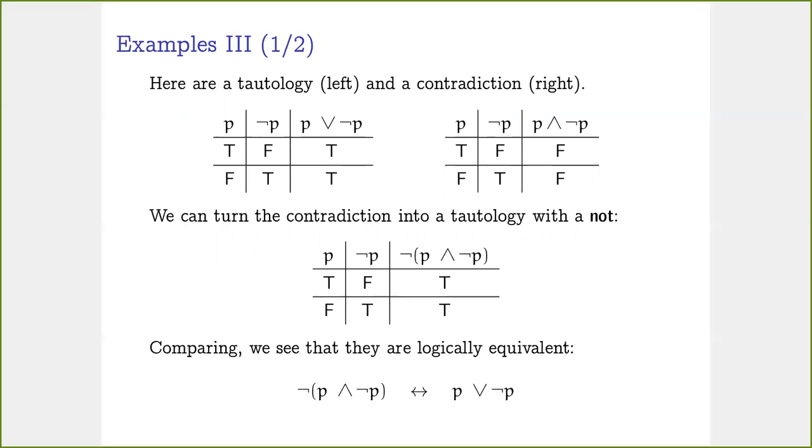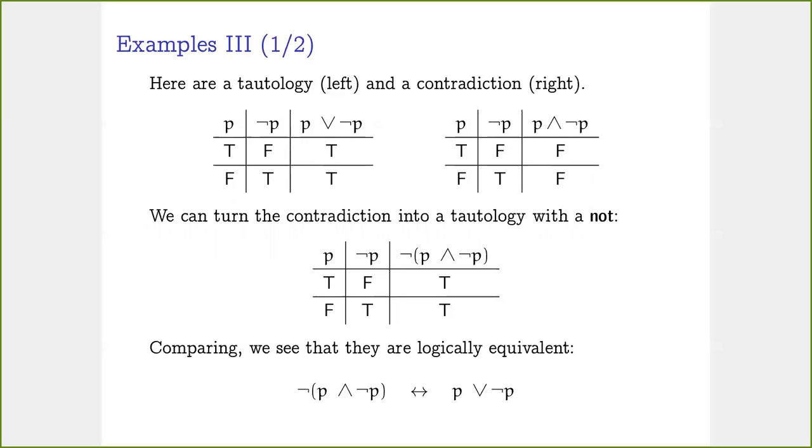Here's another example. On the left, we have the truth table for P or not P. You can see that it's always true. Either P is true or not P is true. It's a tautology. On the right, you have P and not P. You can see that it's never the case that both of those are true. So that's a contradiction. Now we can make that contradiction into a tautology with a not, because every time that P and not P is false, it turns that into a true statement. So we have down in the middle of the page, not of P and not P is always true.